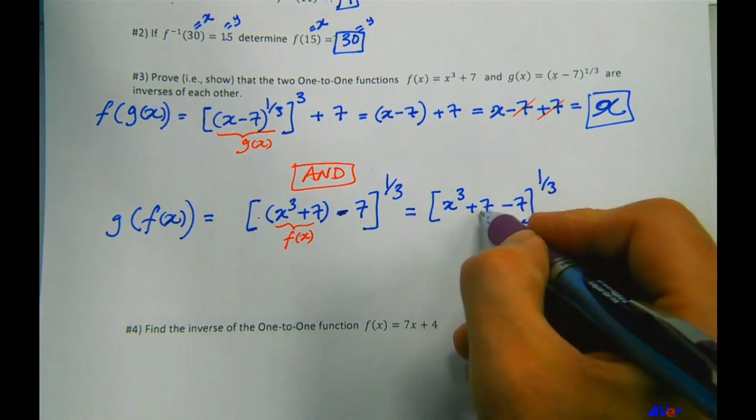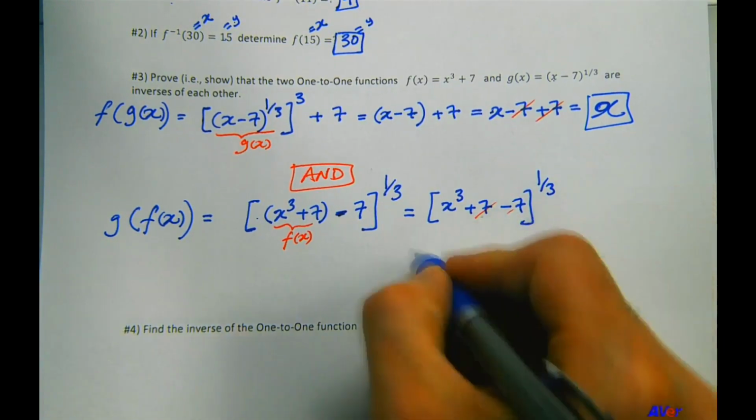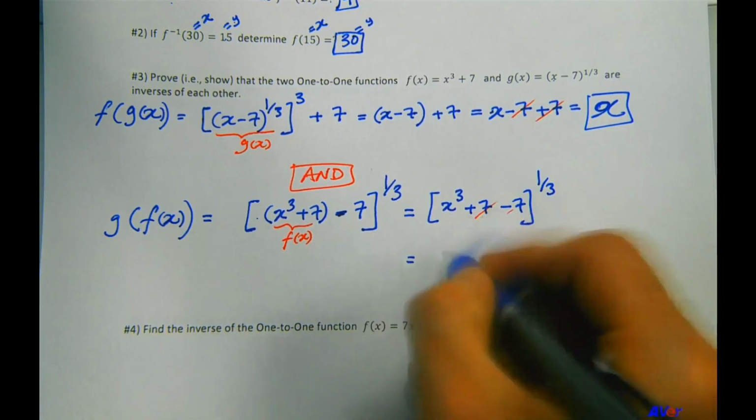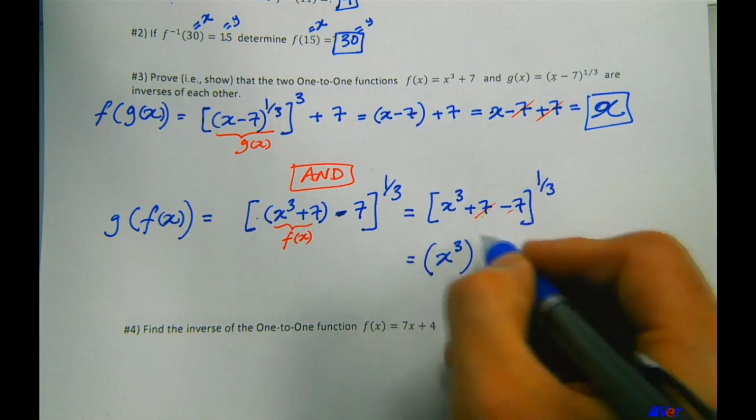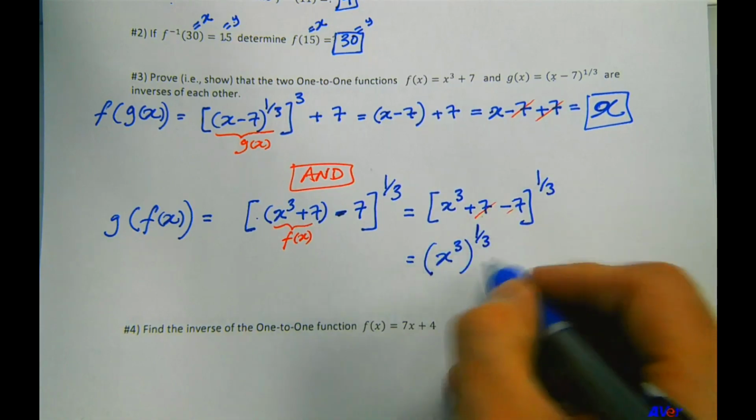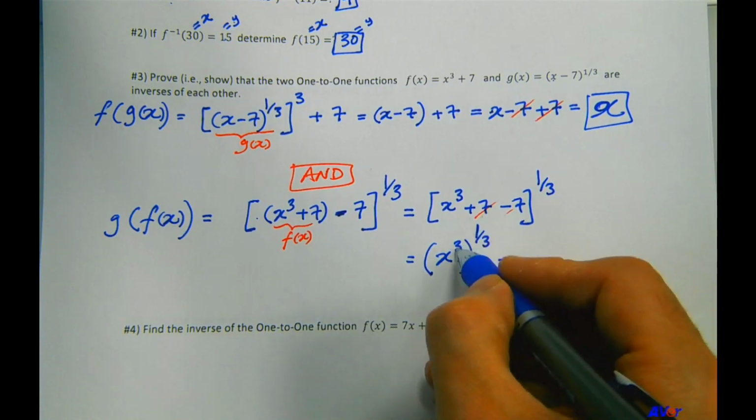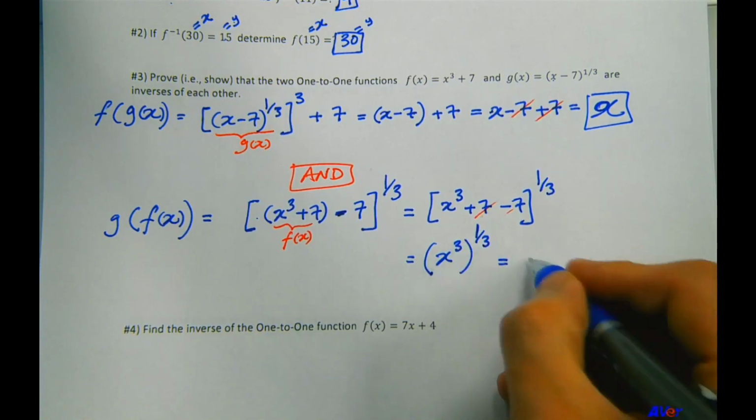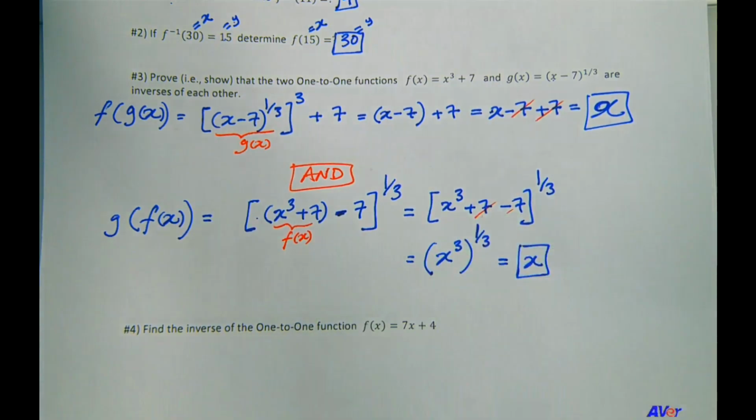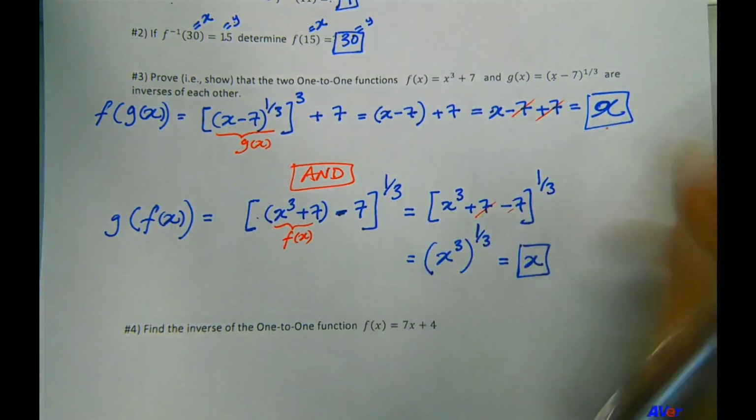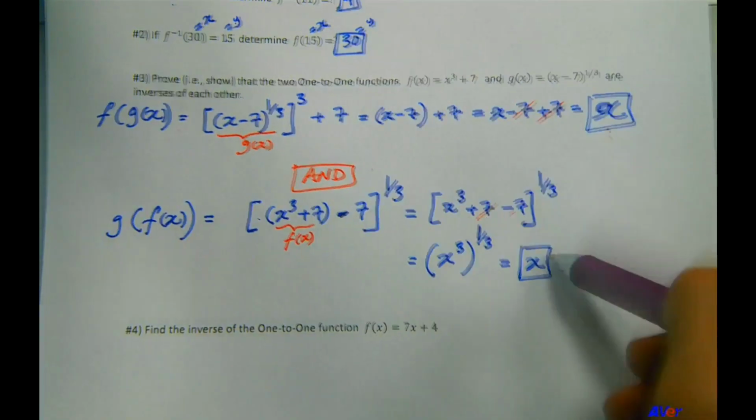Okay, so now on the inside, plus 7 and negative 7 add up to 0. What do we get? We get x cubed to the 1/3 power. Once again, the power on the outside multiplies itself by the power on the inside. We get 1, so we end up with x again. So compare these. We took the composition function in both directions, and we ended up with x.